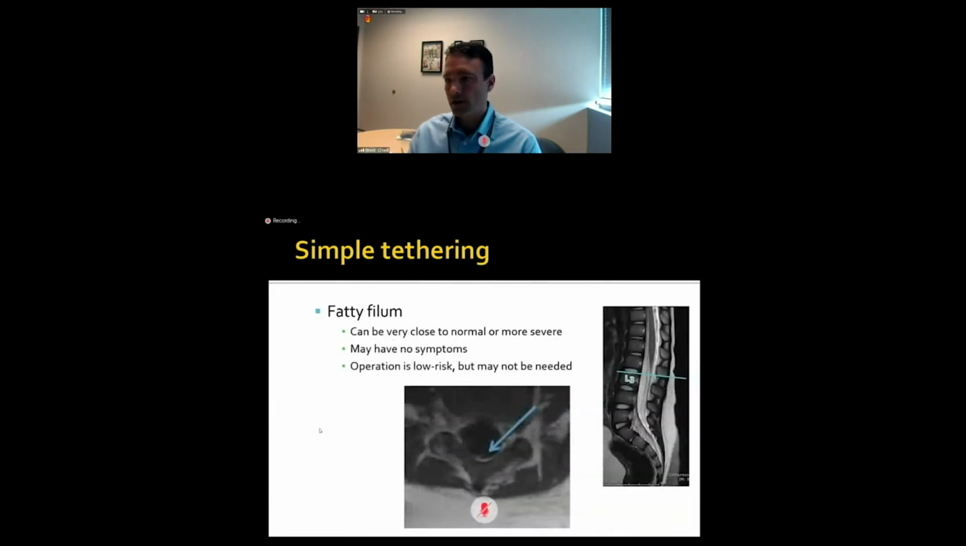Here's another picture of a simple tethering. You can see in this particular case, the spine ends just a little bit below normal, but again, probably not going to cause symptoms. Now, on the other hand, this is a much more straightforward operation. The risks of any injury to the spinal cord and really of any complications are very low. So it's a really different thought process than with the more complex tethers.